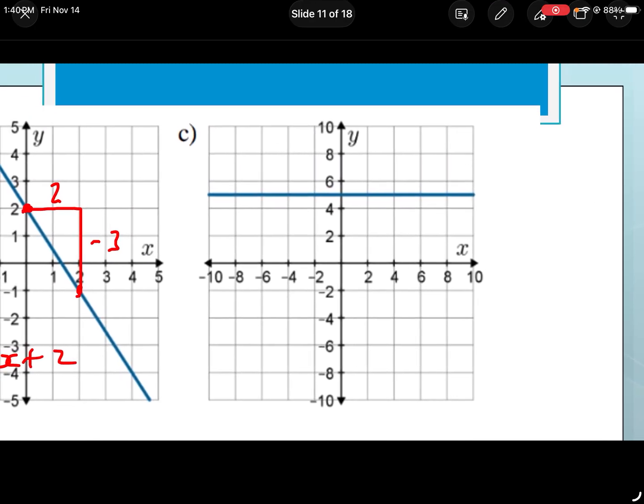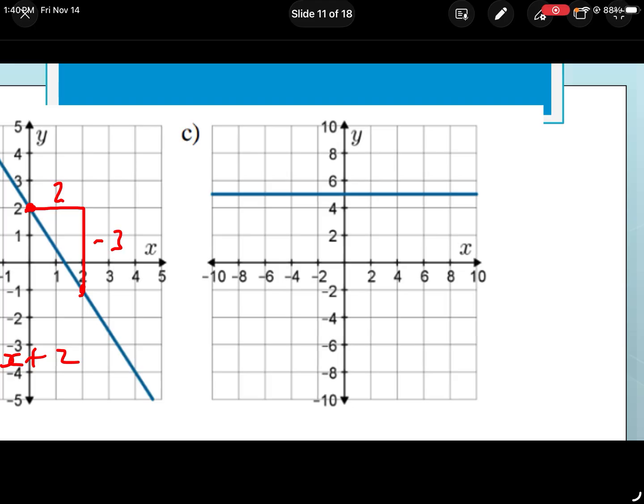What about this one? Oh, it's a straight line across. I remember those. It goes through y at 5, and all the coordinates of y is 5, so y equals 5.